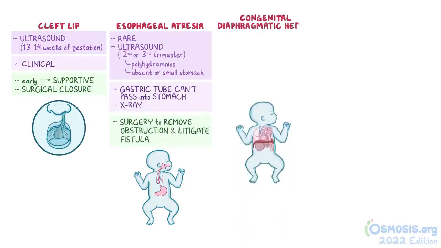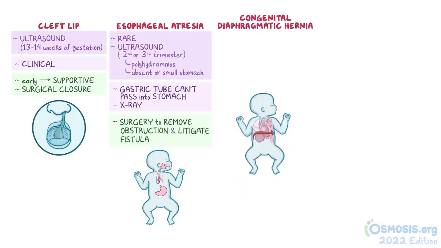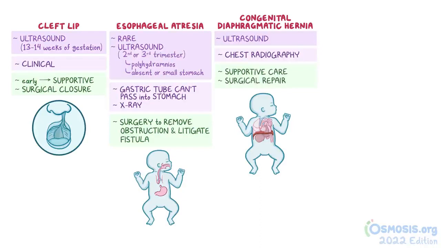Congenital diaphragmatic hernia is due to absent or abnormal fusion of the pleural peritoneal folds of the diaphragm, causing the organs in the abdomen to slip into the chest. Prenatally, it's diagnosed by ultrasound. Postnatally, it's confirmed by chest radiography, showing herniation of the bowels into the hemithorax. Postnatal management can be divided into supportive care and surgical repair.